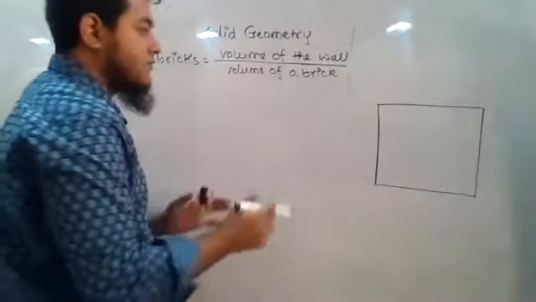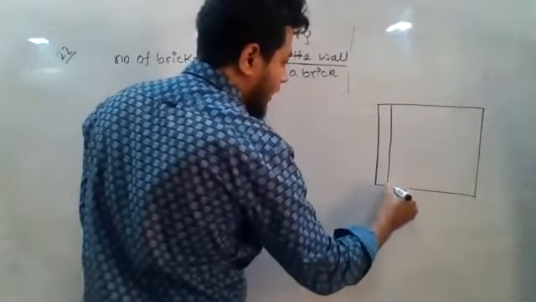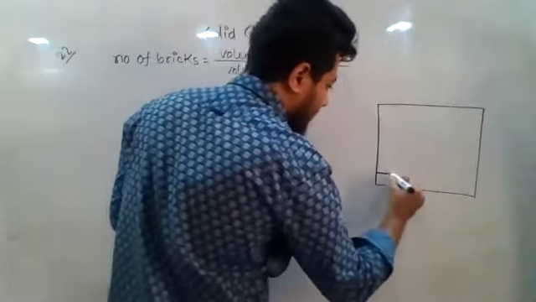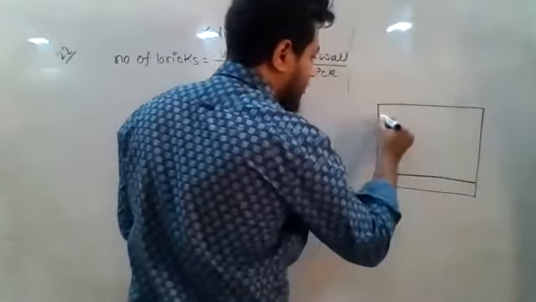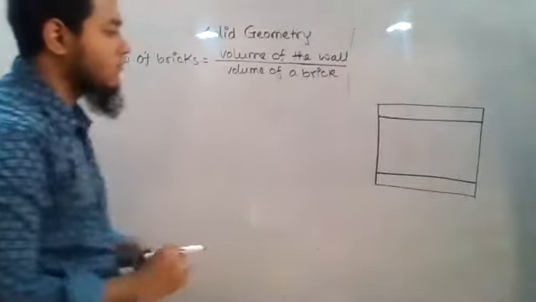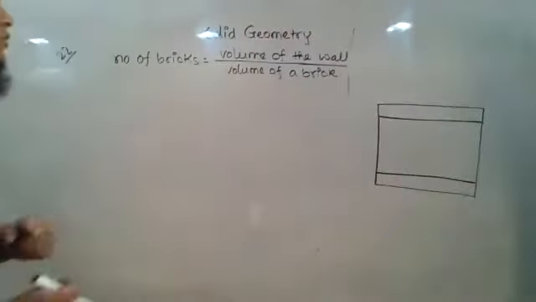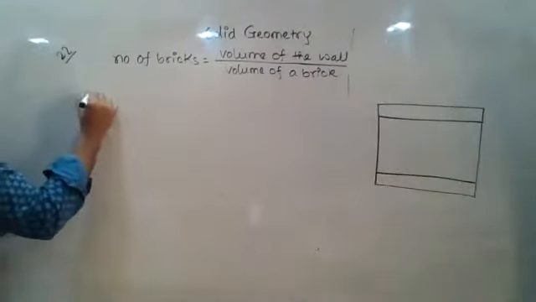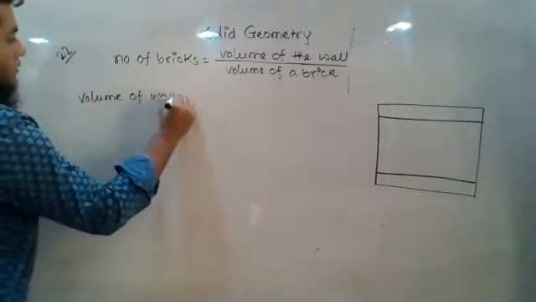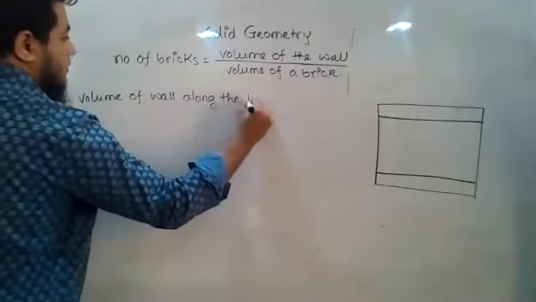Let us say at first I'm thinking about the volume of the wall along the length. Along the length, I'm putting the wall. If I want to find out the volume of these two walls along the length, then what will be the volume of it? So volume of wall along the length.